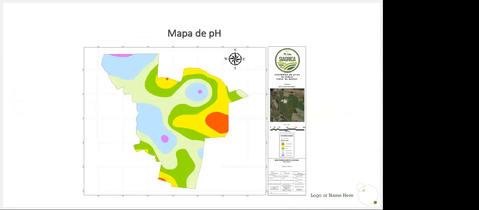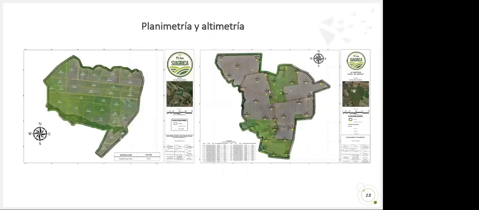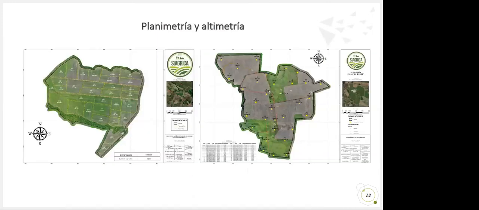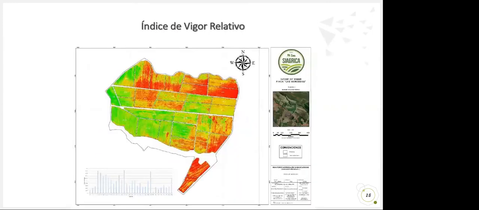pH, also the pH maps, for use of lime and the other fertilizer. Next. Planimetry and altimetry also with RPAS drones for the problem with floods, for example. Next.